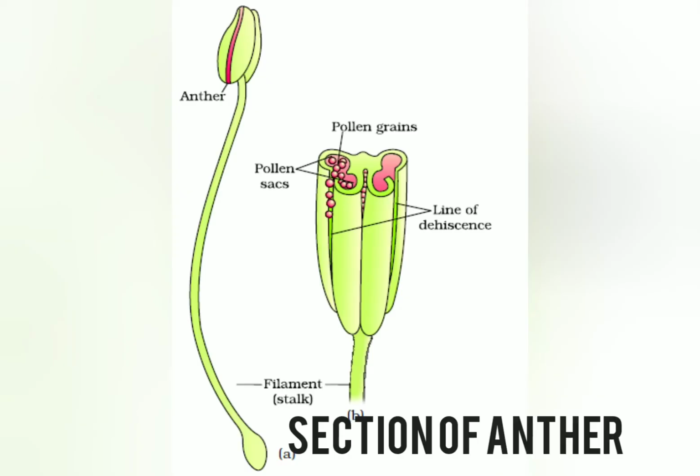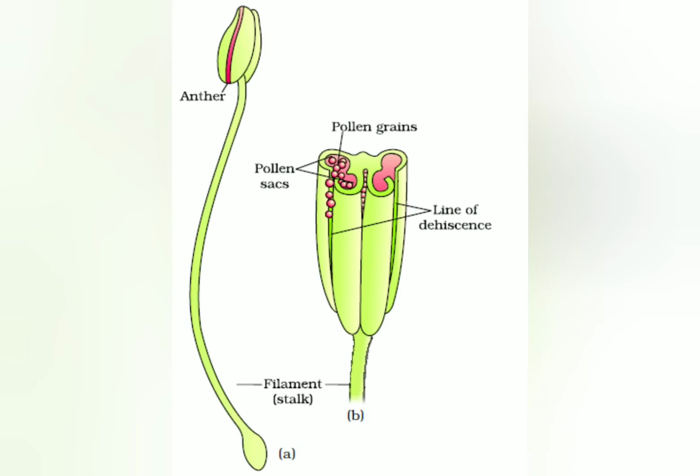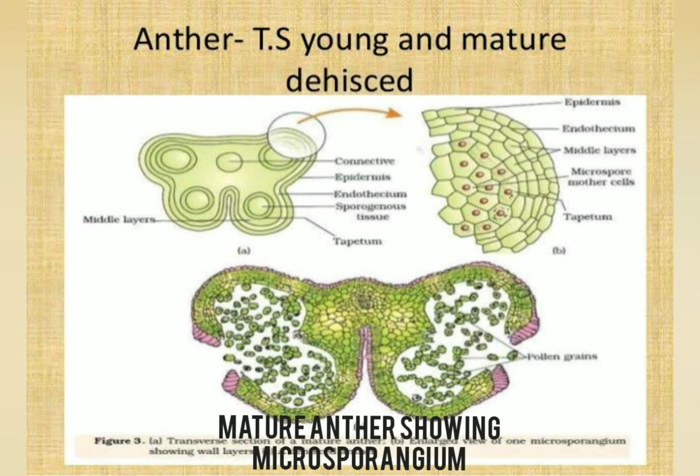Now coming to the structure of stamen, you can see the section of anther. In the section of anther, we can see that each anther consists of two lobes and each lobe consists of two cavities known as theca. An anther with two theca or two cavities is called dithecous anther. Each anther lobe consists of two microsporangia at their corners. So there are four microsporangia in one anther. Inside the microsporangia, microspores or pollen grains are present.